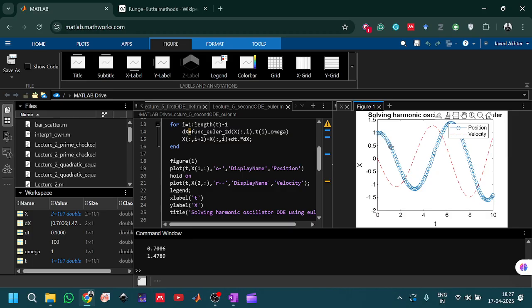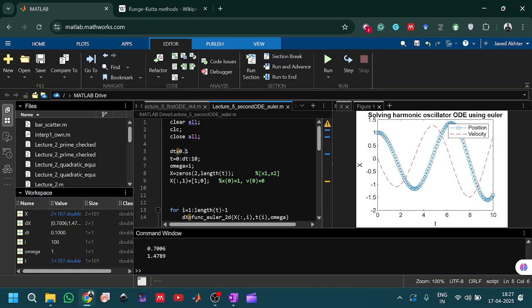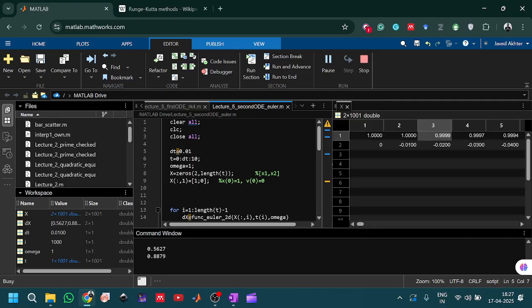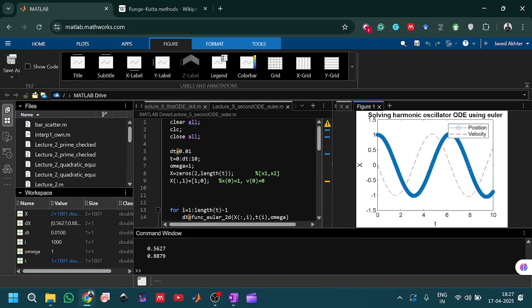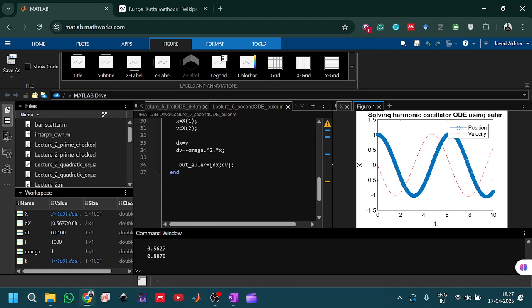So it is starting from 1, and you can see it is following a harmonic oscillator, but not exactly, because here you can see that it is not matching. In a harmonic oscillator, the maxima or minima points should be the same in each cycle, and that is maybe due to the step size. So you can try to decrease the step size even more. Yeah, and you can see that now it has improved. So you have to be careful about what step size you are using. So this is the way.